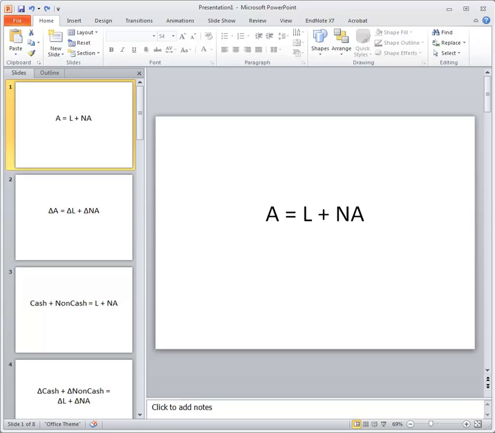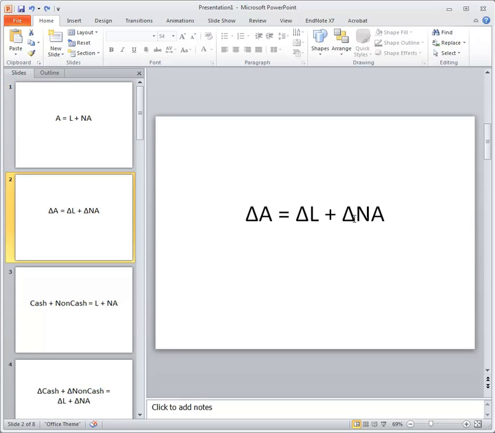And so I'm just going to show you the equation, the algebra behind why we make the calculations we make when we do the indirect cash flow method. And so let's just start here with the fundamental equation of accounting. Assets are equal to liabilities plus net assets. We could just as well write that equation this way.